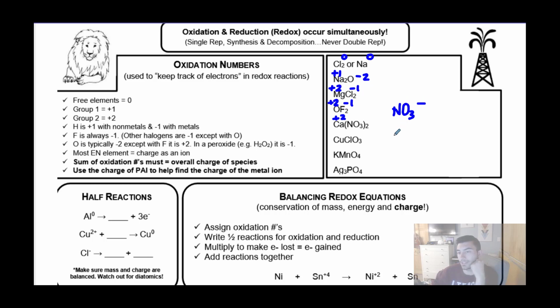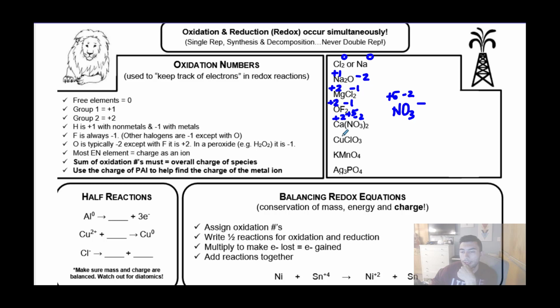Nitrate has a charge of -1. Oxygen is always -2. That means nitrogen must be +5 there. We could add up the sum of the oxidation numbers in nitrate to prove that our overall charge is -1. Or if we throw it back in the compound here with calcium, we'll see the overall charge of calcium nitrate should be 0. So either way we want to do it, we should get the same thing.